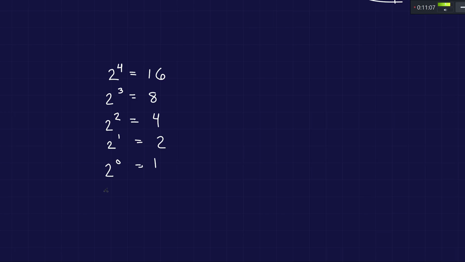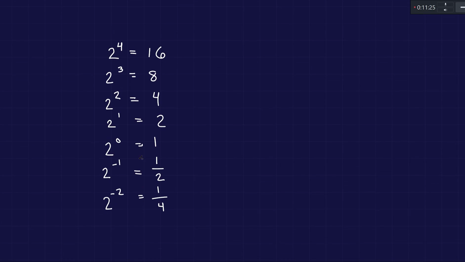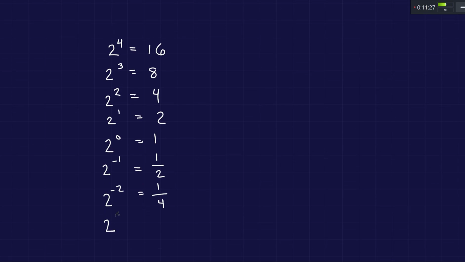So what would 2 to the negative 1 be? Following the pattern, we take 1 and we divide it by 2, so we end up with 1/2. 2 raised to the negative 2: again, we divide 1/2 by 2 and we get 1/4. And so on and so on. 2 raised to the negative 3 gives me 1/8.